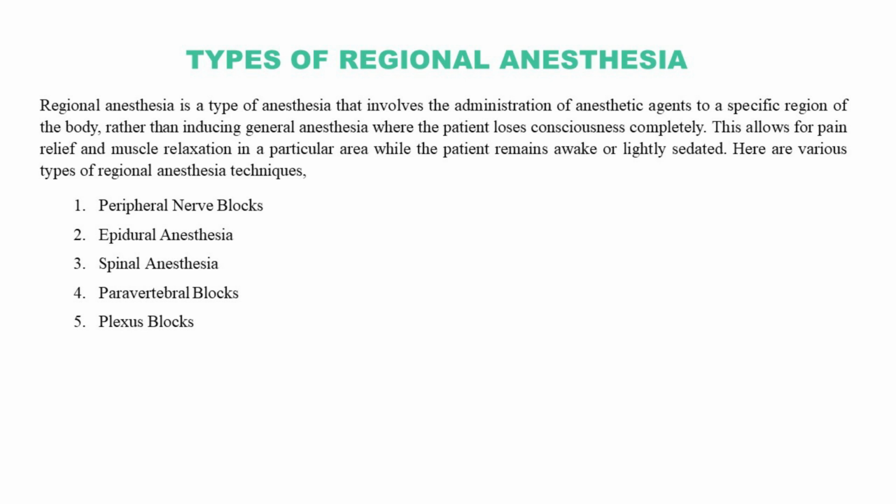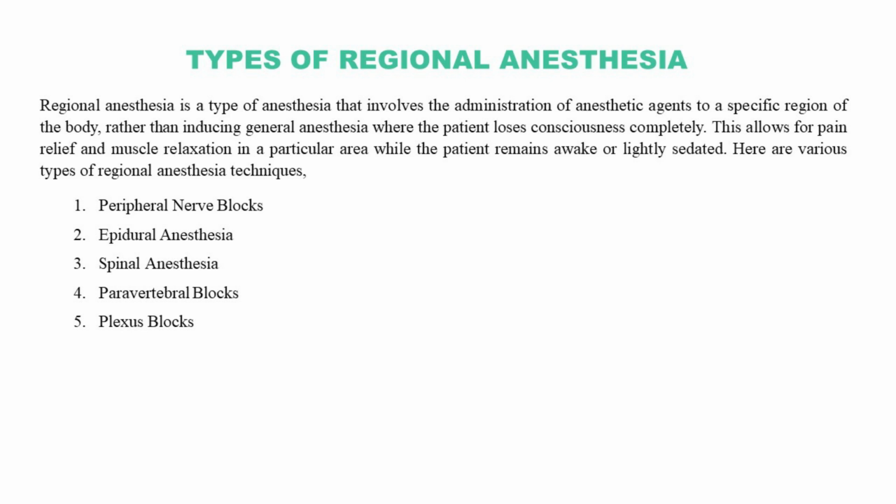3. Spinal anesthesia. Spinal anesthesia, also called subarachnoid block, involves the injection of anesthetic medication directly into the cerebrospinal fluid in the subarachnoid space, which is a more interior location compared to epidural anesthesia. Spinal anesthesia is typically used for surgeries in the lower abdomen, pelvis, and lower extremities. It provides rapid and profound anesthesia and is commonly used for procedures like cesarean sections and lower limb surgeries.